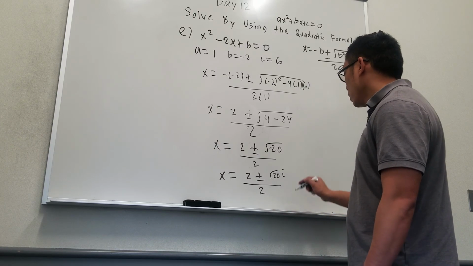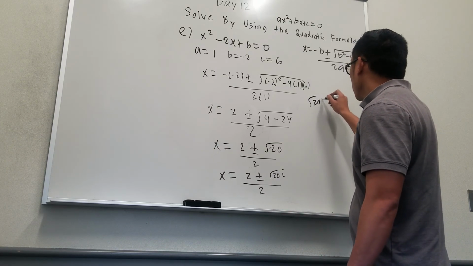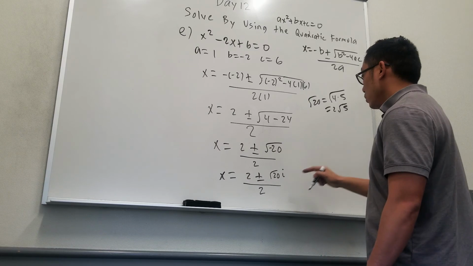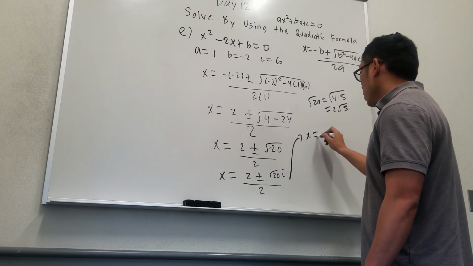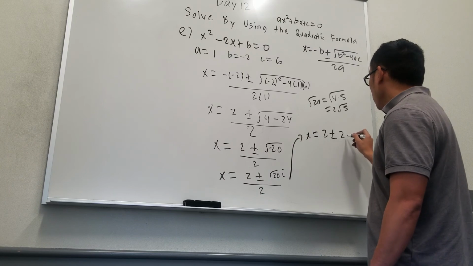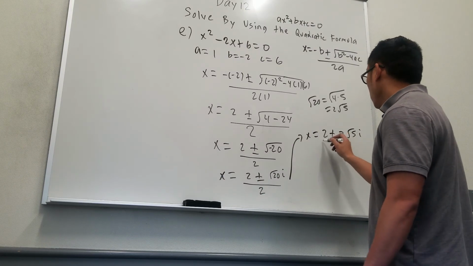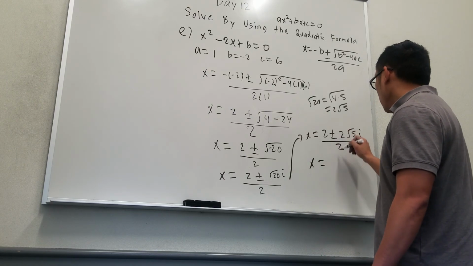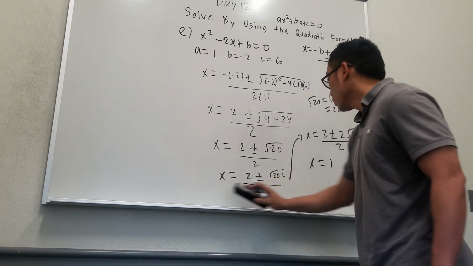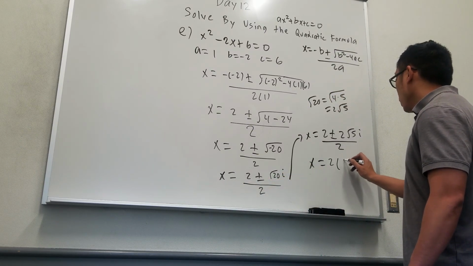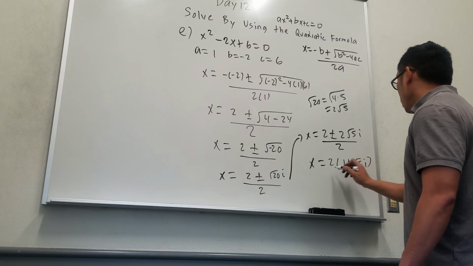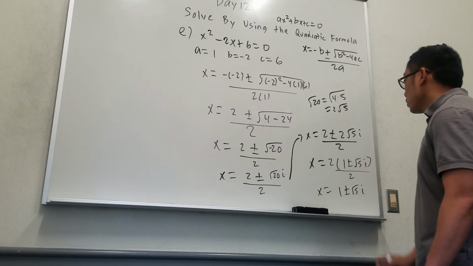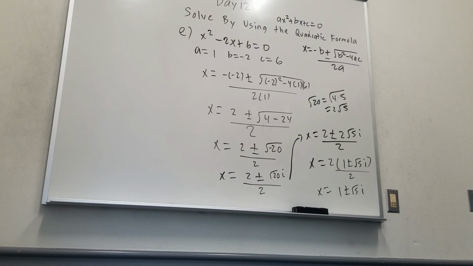I can break down the square root of 20. So let's just do that. The square root of 20 is equal to the square root of 4 times 5, so this is really 2 root 5. So this is really the same thing as x is equal to 2 plus or minus 2 root 5 i, all over 2. Now, you can factor out a 2, or divide everything by 2. So factoring out 2, we get 1 plus or minus root 5 i, all over 2. Canceling out the 2, you get 1 plus or minus root 5 i. That's it. Hopefully that makes sense.